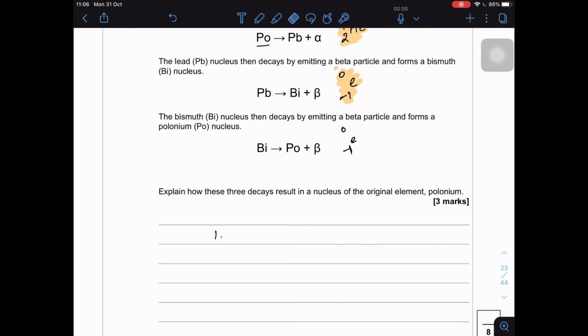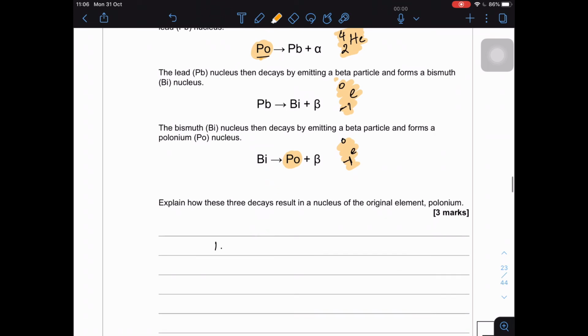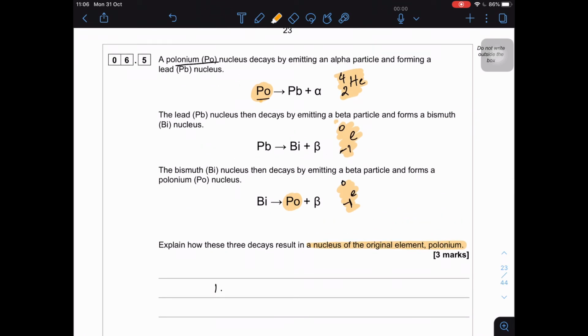Now the question is, we started with polonium, and polonium gives you lead, then lead gives you bismuth, and bismuth again undergoes decay and becomes polonium again. So it starts with polonium and ends with polonium. The question is, how did it end up in polonium? So take a minute and read the question one more time and try to figure out why.